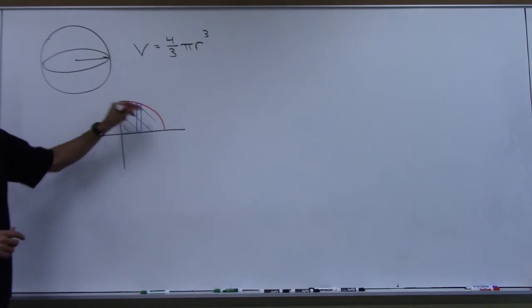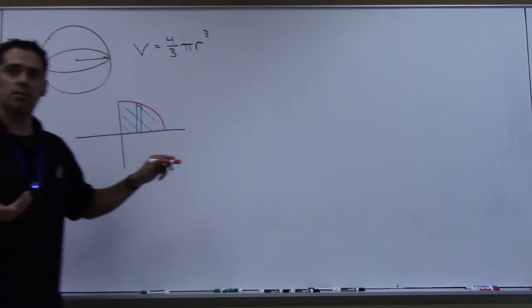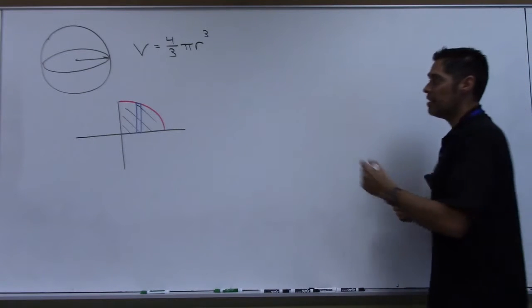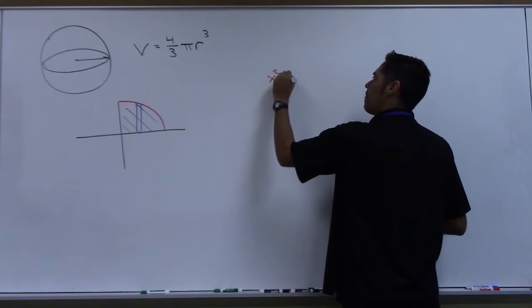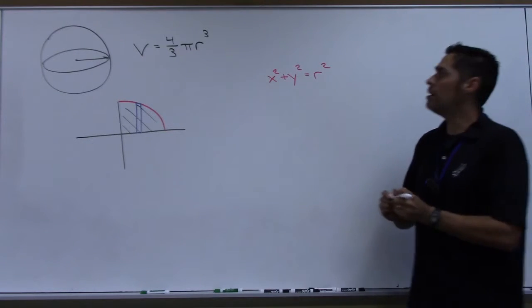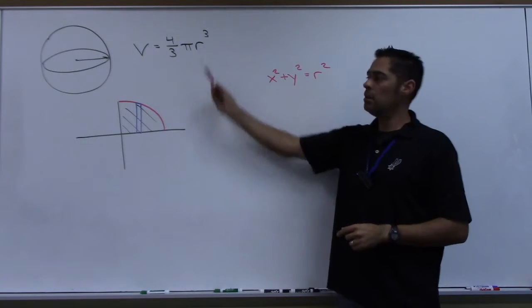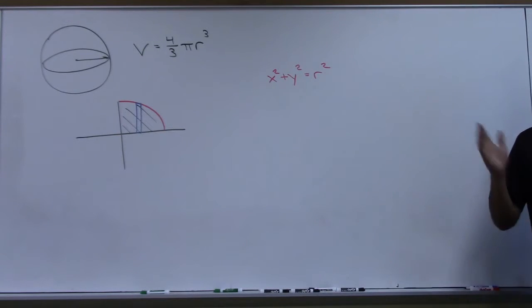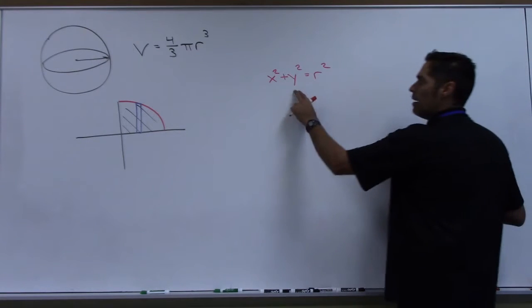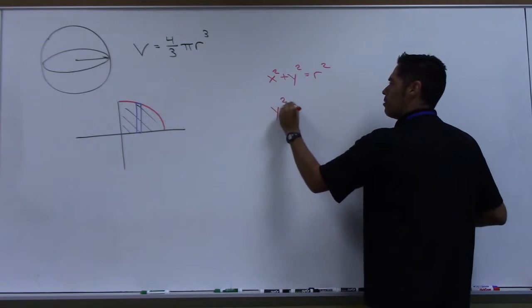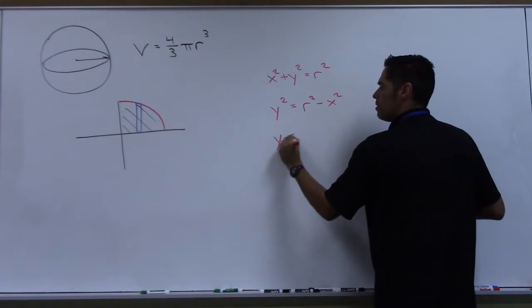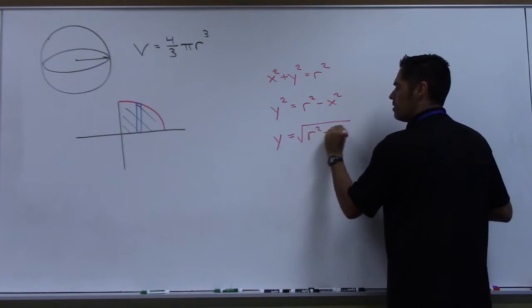So where's that going to come from? The equation of a circle. Now this circle is centered at the origin, right? So I can use x squared plus y squared equals r squared. And I'm going to use little r. That way, when we're done, it'll match up with the little r that's here. I'm not telling you what the radius is, am I? Okay. So can you solve this for y? Y squared is r squared minus x squared. Y equals square root of r squared minus x squared.